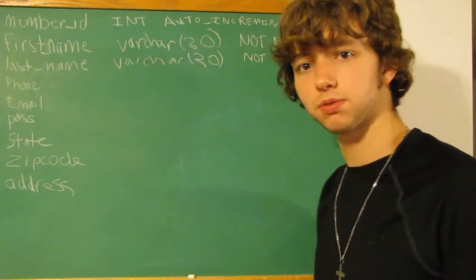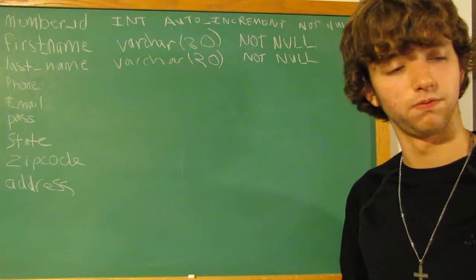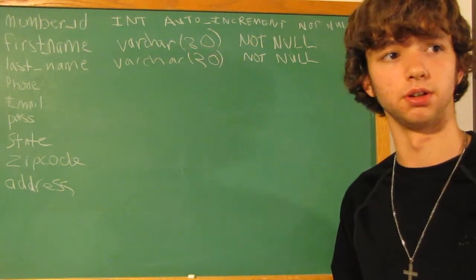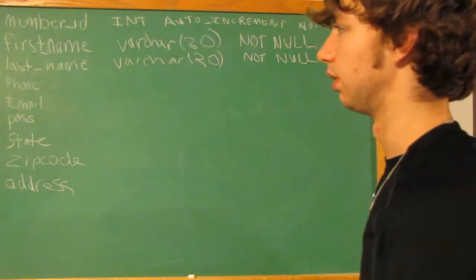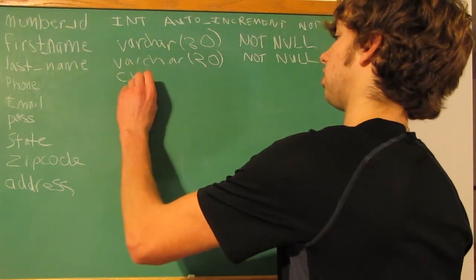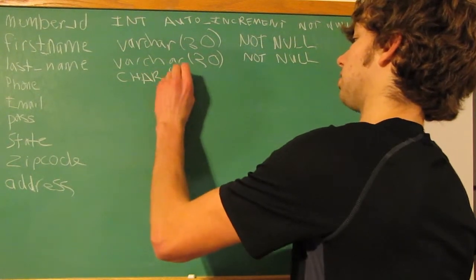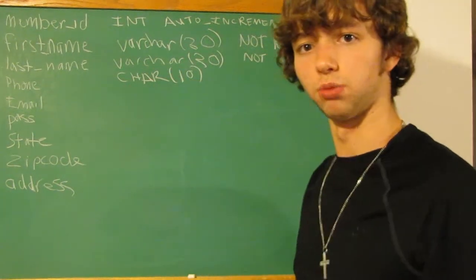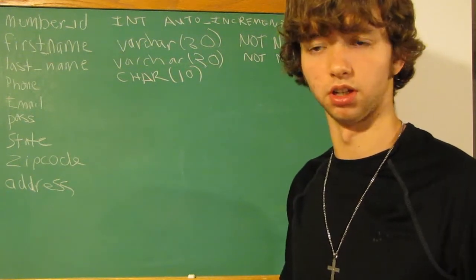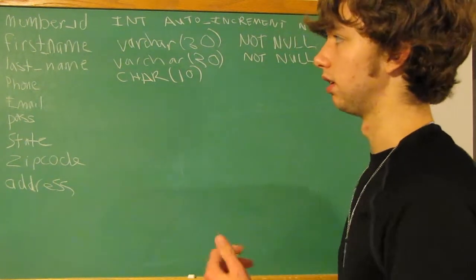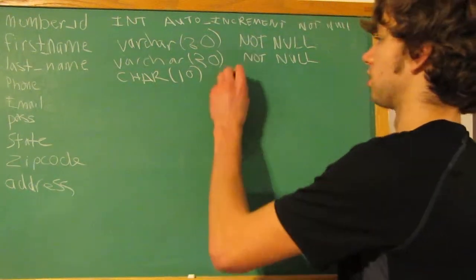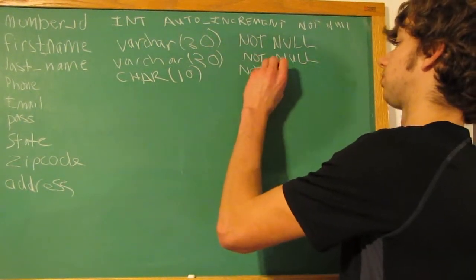Phone, now this one's a little different because phone numbers are always 10 digits, at least that I know of. Maybe somewhere else there are more, but around here they're 10 digits. So this one's going to be char 10. This means that they should all be 10, and if they're not, they'll be padded with zeros, which will kind of screw everything up, but it's better than being a variable character because they should all be 10 digits. This one will be not null also.